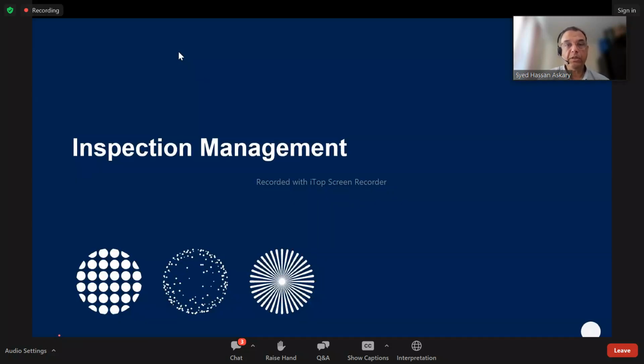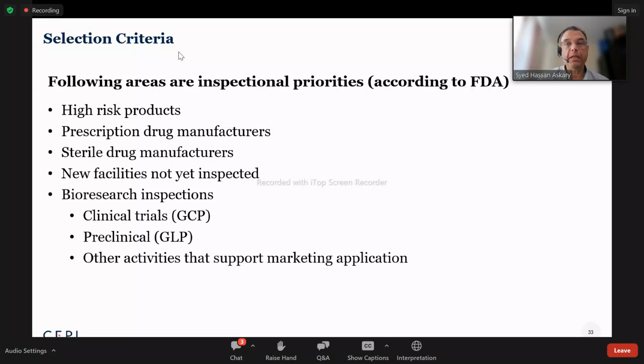Okay, moving on to inspection management. Basically, what is required and how a company needs to be prepared for inspection, and what regulators are trying to identify through this preparation. What is the selection criteria for inspecting a facility? Whether it's a high-risk product, a prescription drug, or sterile, or bioresearch inspections, sometimes for clinical or preclinical.